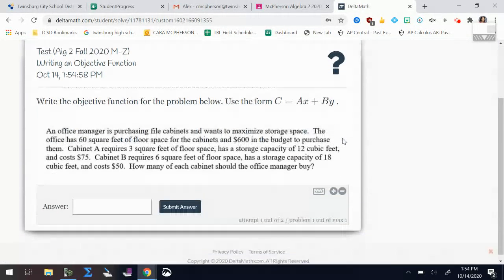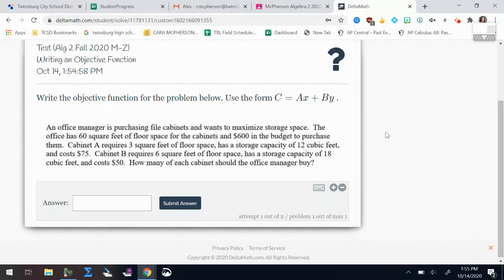Show you another one like that. So this one, you are purchasing file cabinets and you're trying to maximize storage space. So you want to look where you see the word maximize or minimize. If I'm maximizing storage space, then my objective function is going to be about storage space. So again, we're going to go in the form C equals.